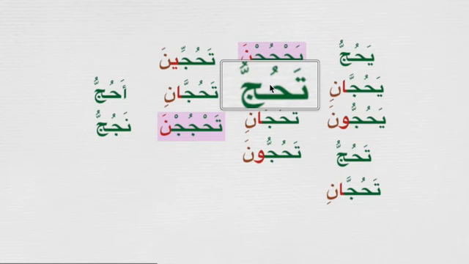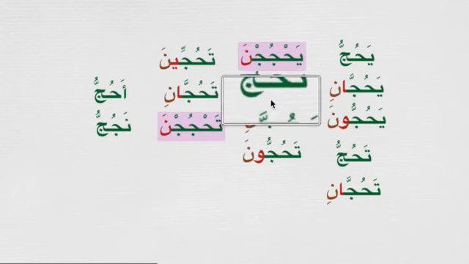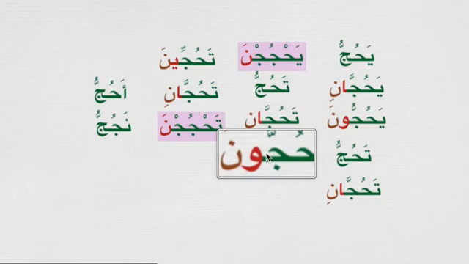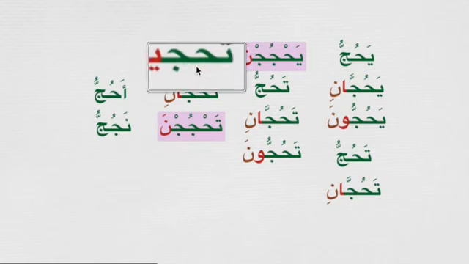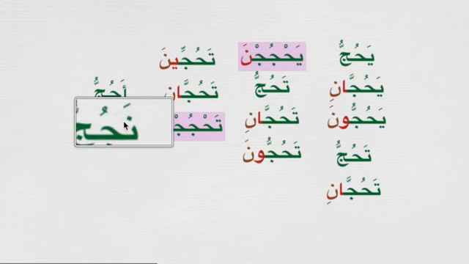The joining, the assimilation of letters, is called idgham, where you get a shadda, and we need to keep an eye on the vowel signs. Tahujju, tahujjani, tahujjuna, anti tahujjina. Because of the ya, it gets kasra. And tahujjani, tahjujna, ahujju, nahujju.